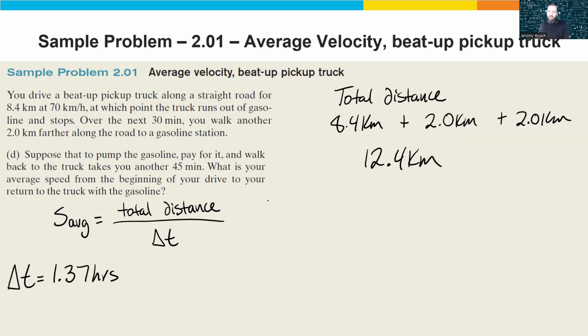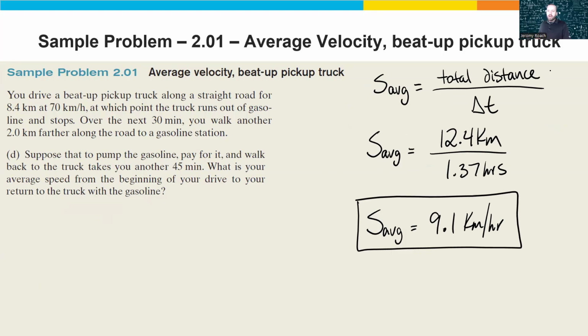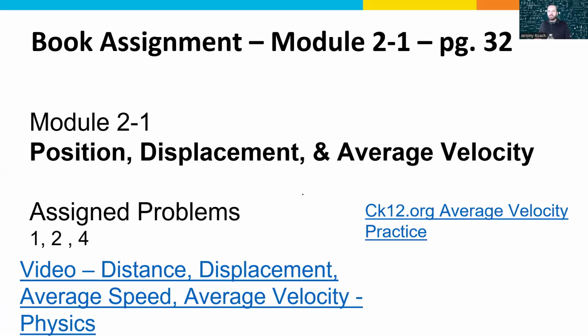And now our total distance is what we have to find. So our total distance is 8.4 driving, 2 walking, and another 2 walking back, giving us 12.4 kilometers of total distance. So now we're going to divide 12.4 kilometers by our change in time, which is 1.37 hours altogether, giving us an average speed for our total trip from the start of driving the truck to getting the gas to bringing the gas back. Our average speed was only 9.1 kilometers per hour.